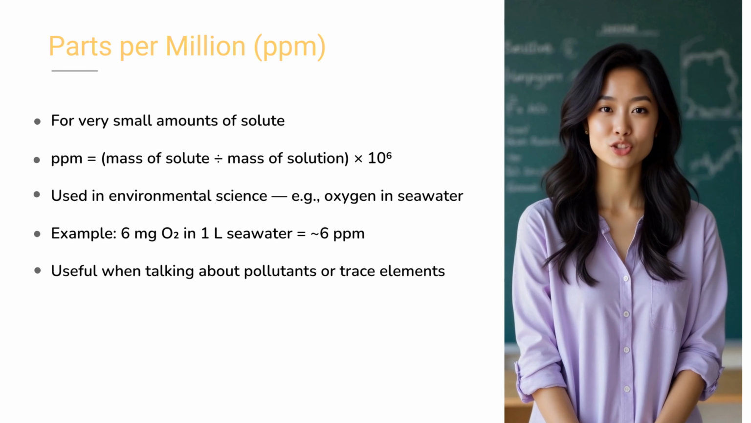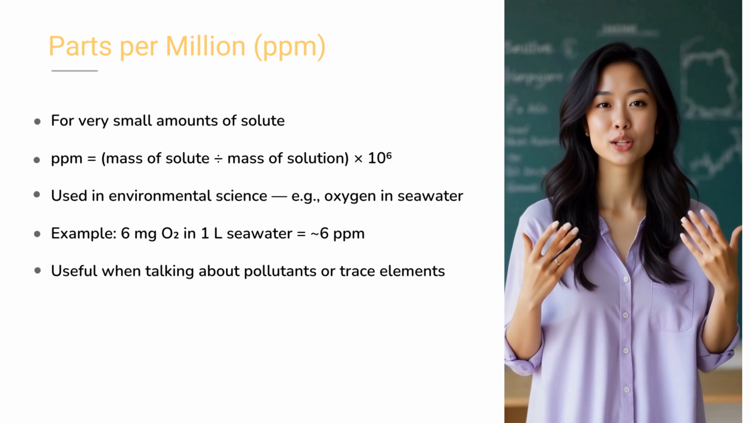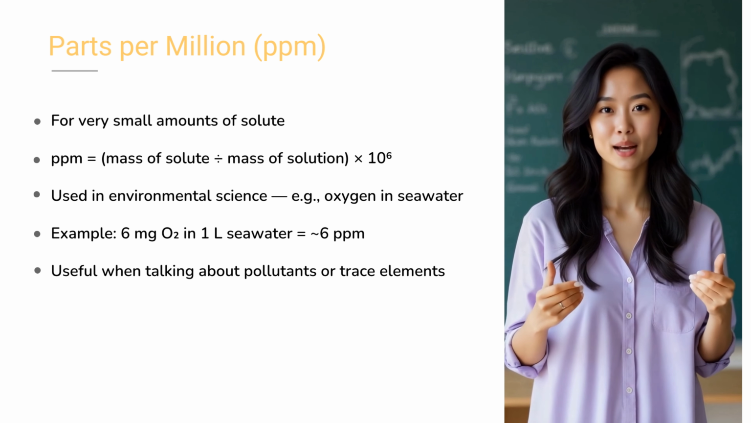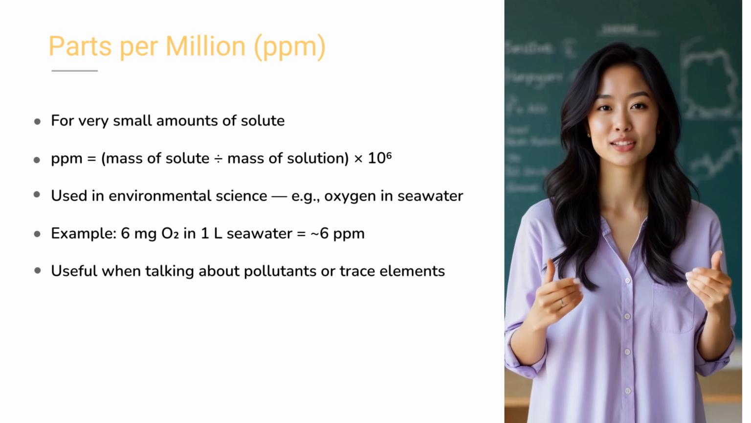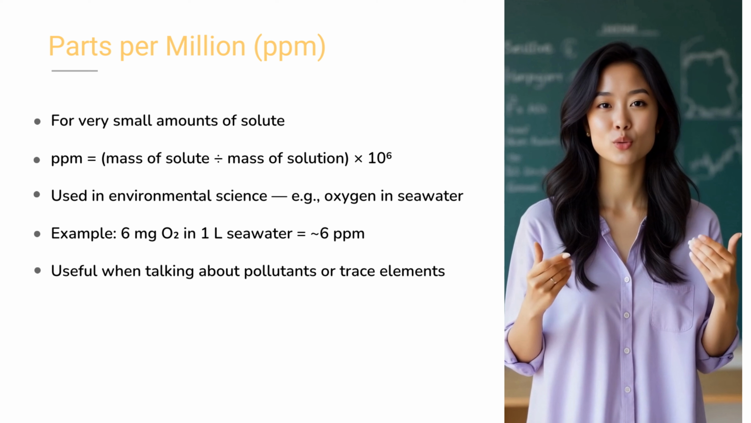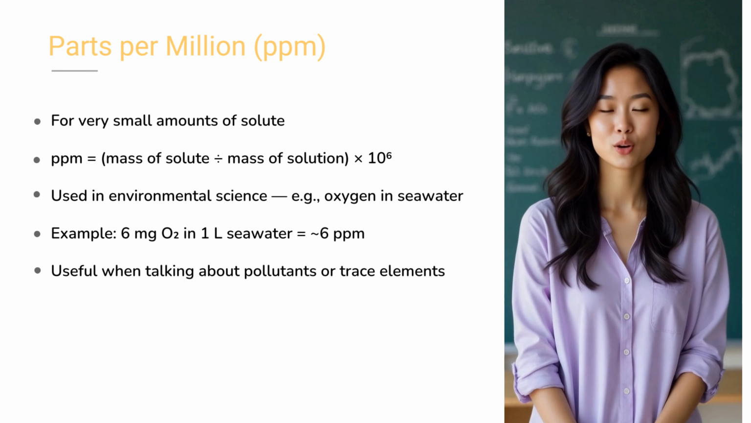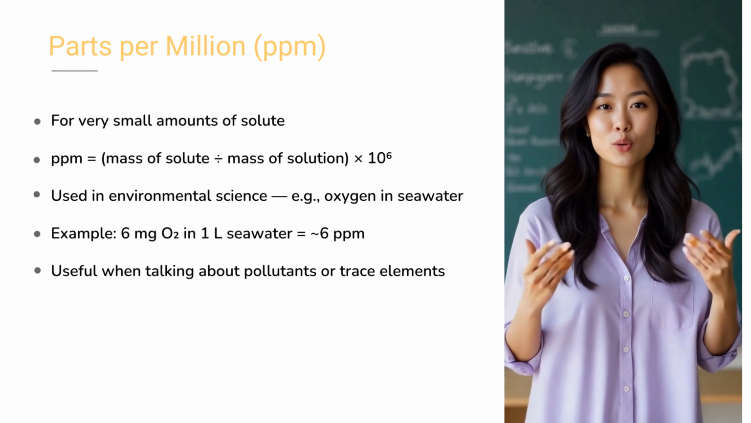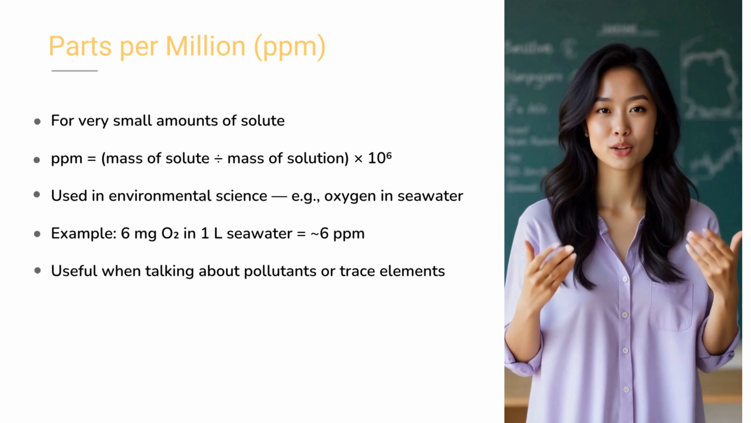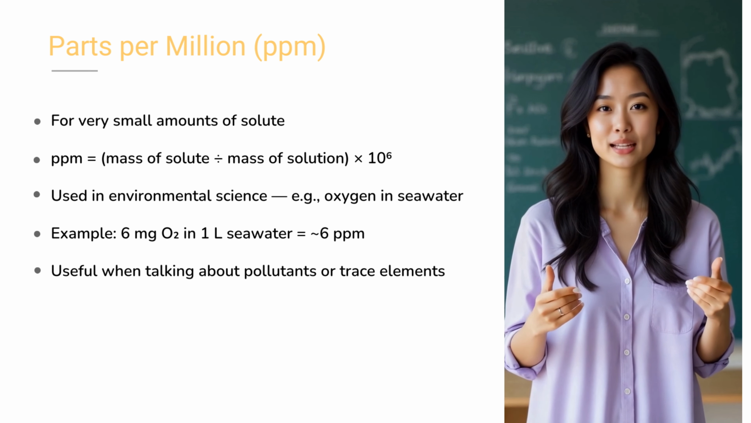When dealing with extremely small quantities, especially in environmental science, we use parts per million, or ppm. Parts per million means the number of parts of solute present per 1 million parts of the solution. Parts per million is used to measure the concentration of quantities present in trace amounts. ppm equals parts of solute divided by total parts of solution, multiplied by 10 raised to the power 6.